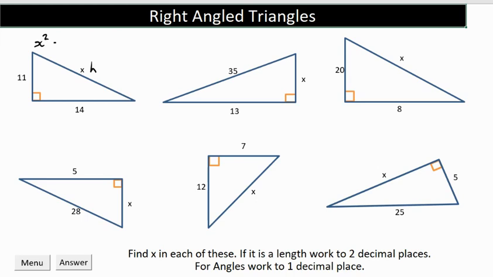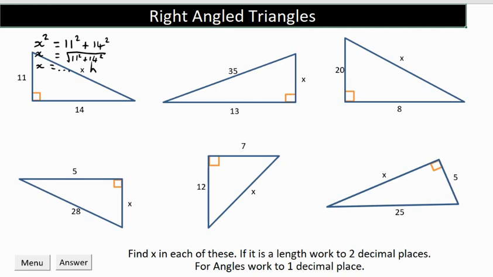Whenever we're trying to find the hypotenuse, we do the squares of the other two sides added, 11 squared plus 14 squared. And so we would then continue: x equals the square root of 11 squared plus 14 squared. If you type that into your calculator, you should come out with an answer for x, but I'm not going to do that here.